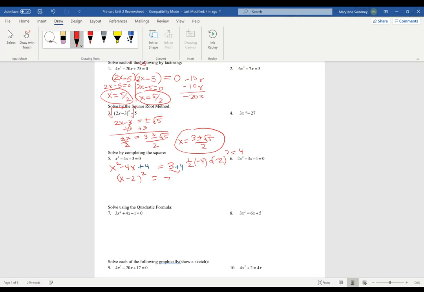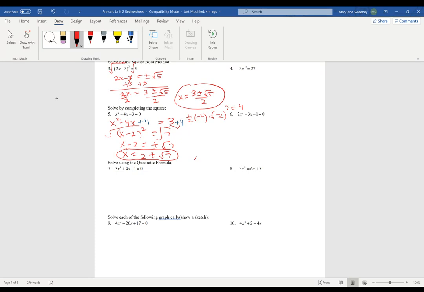What always goes in here is half the b. So half of negative 4, negative 2. Now it follows just like the last problem. You're going to square root to undo the square. Equals plus or minus radical 7. And then you move the 2 over, so it's 2 plus or minus radical 7.